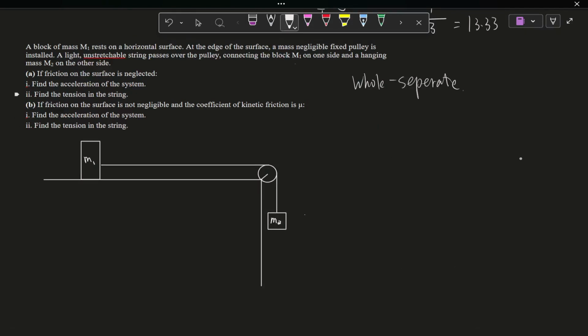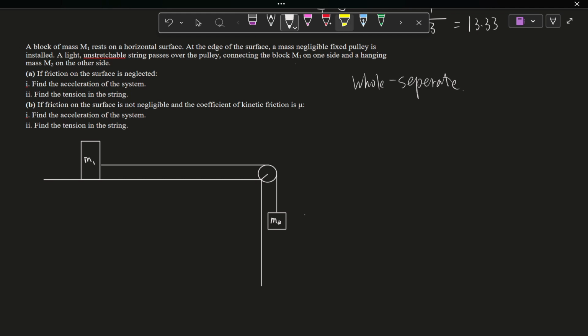Now let's look at part B. If friction on the surface is not negligible and the coefficient of kinetic friction is mu, first find the acceleration of the system. Second, find the tension in the string. Although there's friction here, you don't need to worry about it because I got you. It's basically the same thing, just a little bit more complicated, only a little bit.